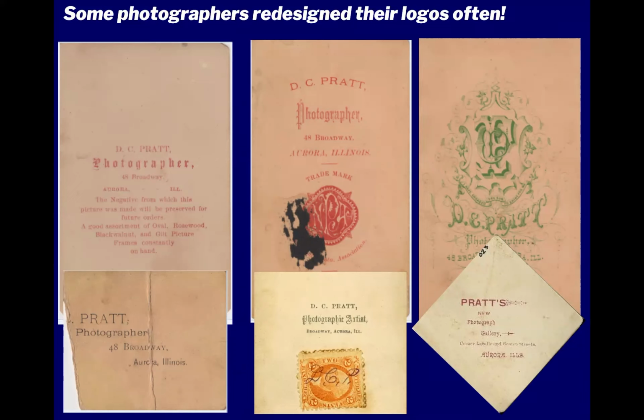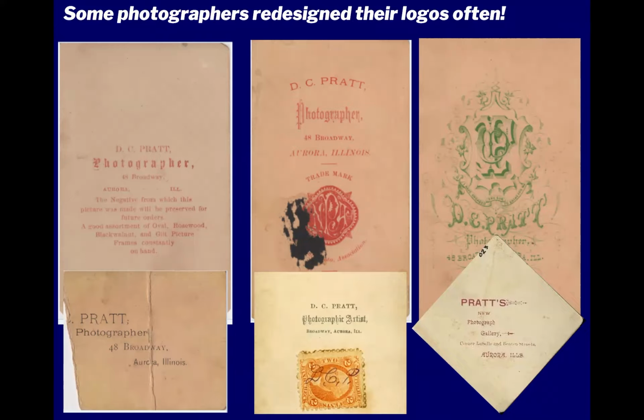As photography developed, so did that technology to make more and more elaborate prints and backgrounds. So we look at the earliest, simplest illustrations. Pratt Photographer 48 Broadway. You see it starts to get a little bit more advanced. Negatives can be preserved. And then again, a more traditional, he's got a trademark now that he's created, a logo. And we see that logo evolve over time. So the more elaborate it becomes, the more forward we come in time until, what do we notice? We go from DC Pratt, DC Pratt, DC Pratt, DC Pratt to Pratt's new photograph gallery.